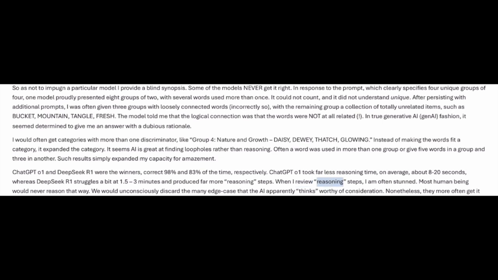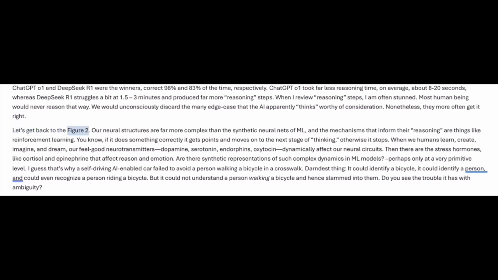When I review reasoning steps, I am often stunned. Most human beings would never reason that way. We would unconsciously discard the many edge cases that the AI apparently thinks worthy of consideration. Nonetheless, they more often get it right. Let's get back to figure 2.